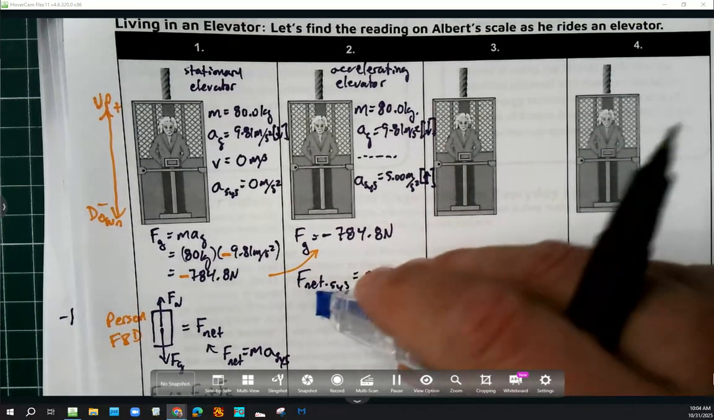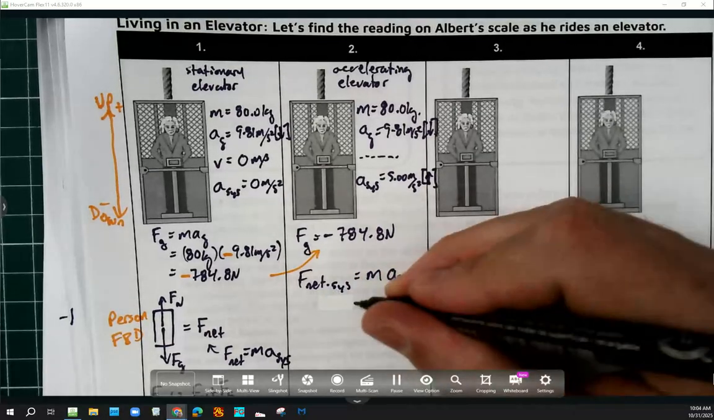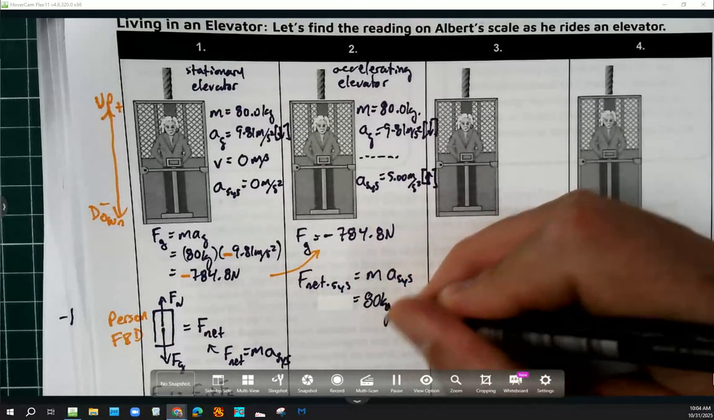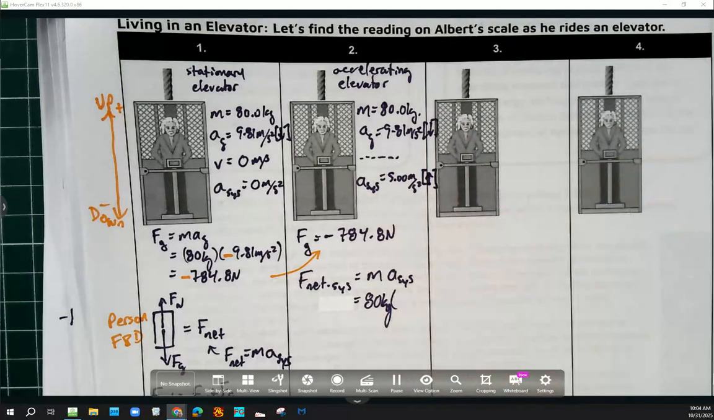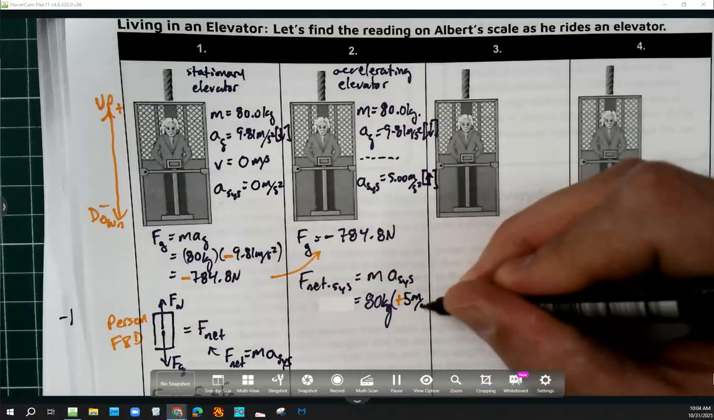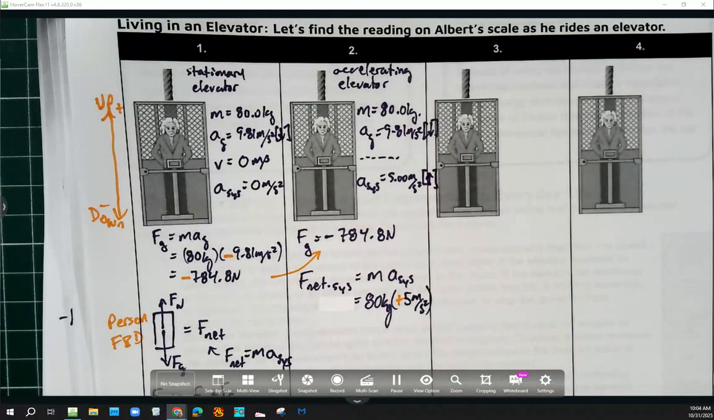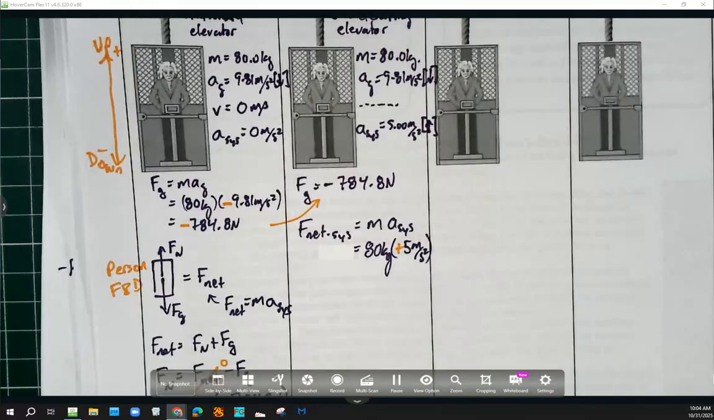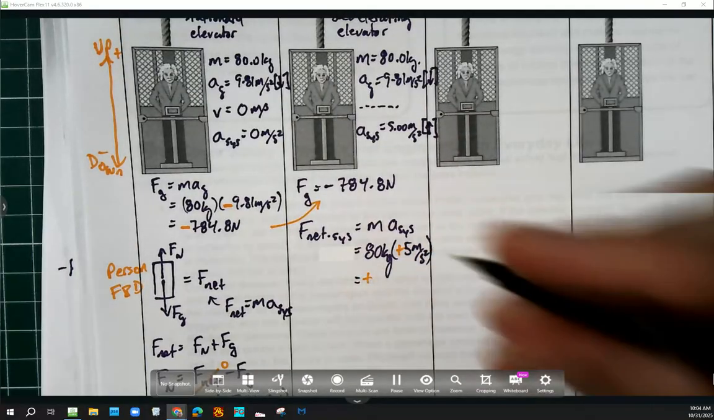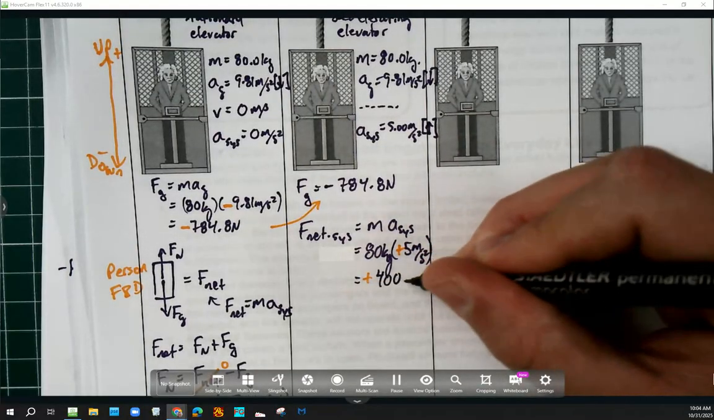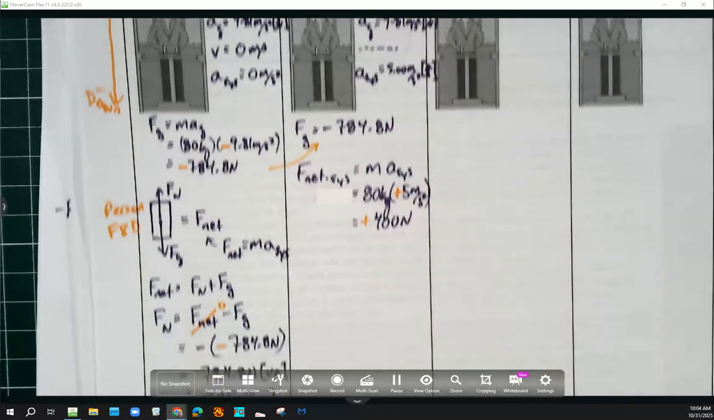The F net for the system, I can just plug in my values, 80 kilograms times, hey, is this 5 going to be a positive 5 or a negative 5? Positive. You sure? Say I'm positive. All right, 5 meters per second squared. 80 times 5, anybody do that in their head? 400, yeah. I mean, I could say that it's positive 400, but it's 400 newtons. And then I fall back on my free body diagram.